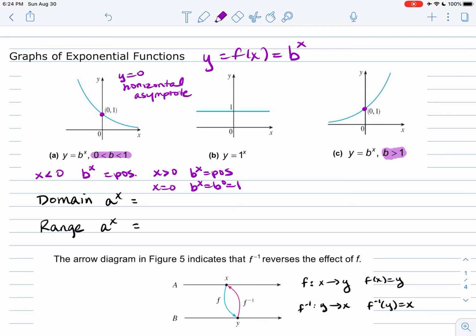So what is the domain of a to the x, or domain of b to the x? And remember, a and b can be fixed real numbers. And if we recall that our domain is how wide our graph is, we see that we can put in any real number and we will have a real number output. So the domain of this function is going to be negative infinity to positive infinity, or you can express it as an interval, or you can say that it's the entire set of real numbers.